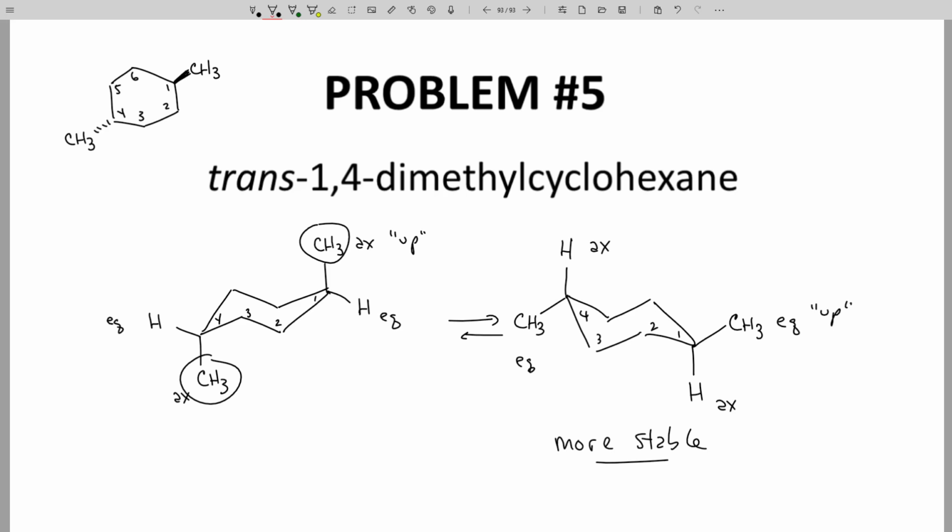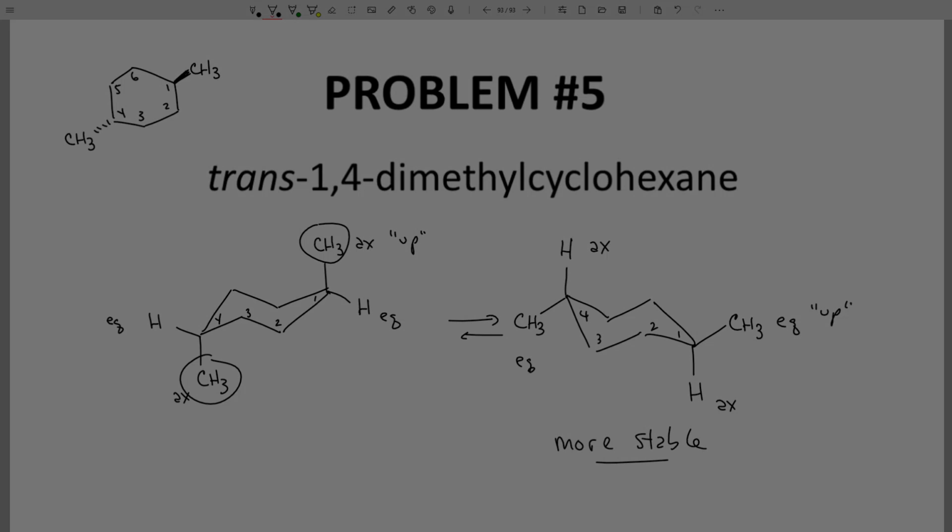So there are 5 problems that deal with stability of cyclohexane structures.